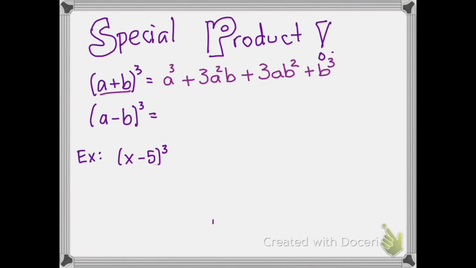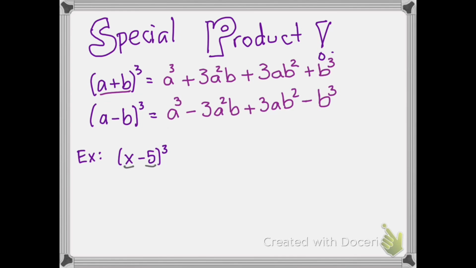And the second one is a subtraction. So when you have a subtraction to the third power, what you're going to do is exactly the same, but this second term is going to change to a minus. And also the last term is going to change to a minus. So let's see how we would apply these formulas. In this case, this is going to be our A, our first number, and 5 is going to be our B, our second number.